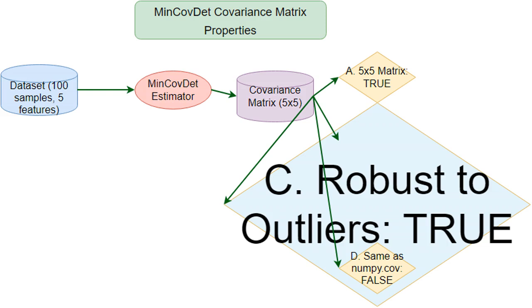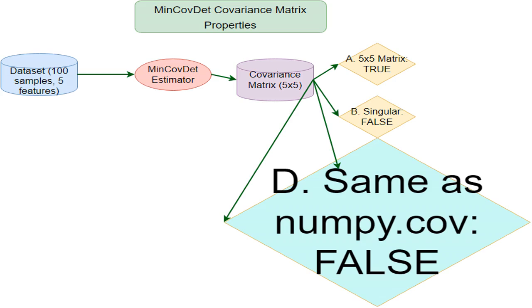Yep, this is correct. The whole point of using MinCovDet is that it's robust to outliers. It minimizes the effects of unusual data points, giving a more reliable covariance calculation. This is false. NumPy cov calculates the standard sample covariance, giving equal weight to every data point. MinCovDet, however, is smarter. It downweights outliers to give a more accurate overall picture.